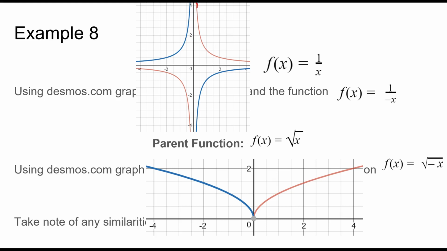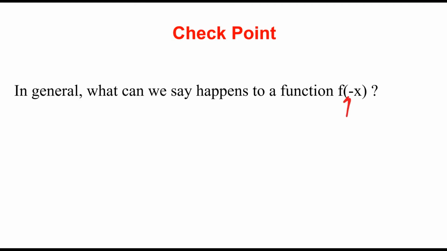All right, let's take a look here. Our parent function is in red, and notice that it reflected over the y-axis. This guy went over there, this guy went over there. Let's take a look at the square root function. It also reflected over the y-axis, folding over in this direction. So when we've got a negative multiplying on the inside of the function, or to our x, it reflects over the y-axis.